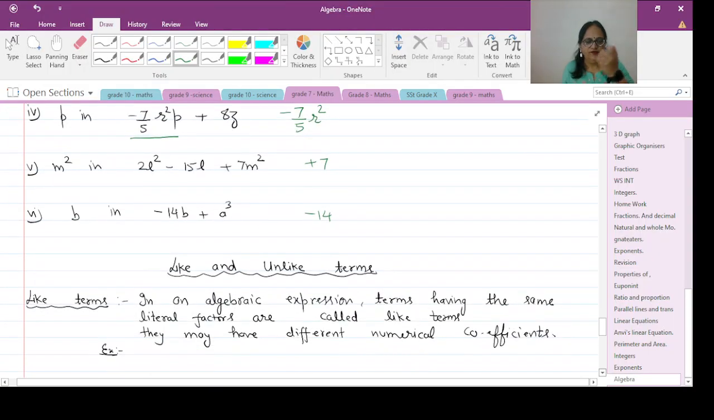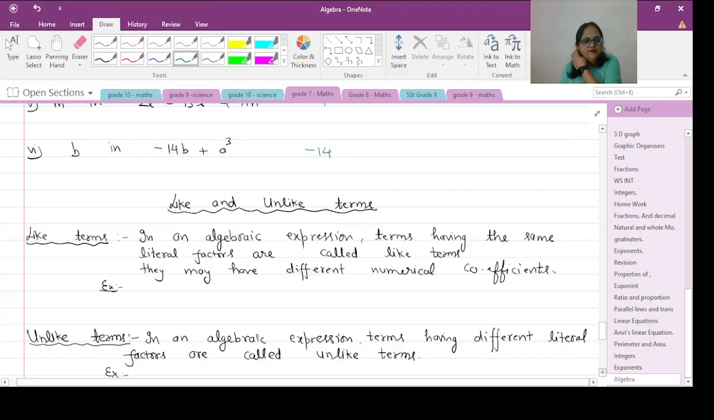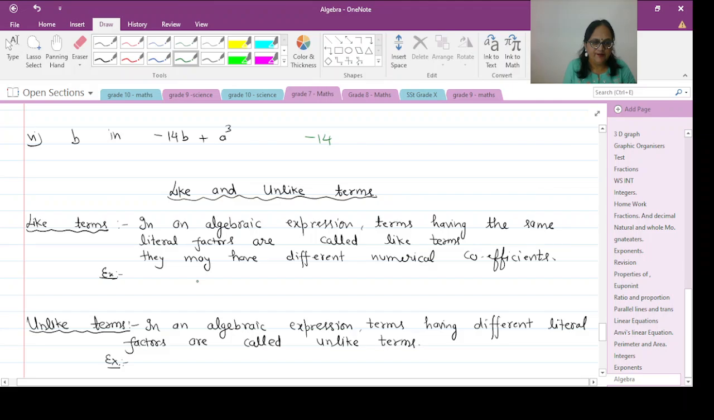So numerical coefficient and coefficients are clear, I suppose. Like and unlike terms. So like terms in an algebraic expression, what are the like terms? If they are having the same literal factor, meaning if our variable part is the same, they are known as like terms. For example, 5x, 6x, 17x, these all are like terms because the variable part is same.